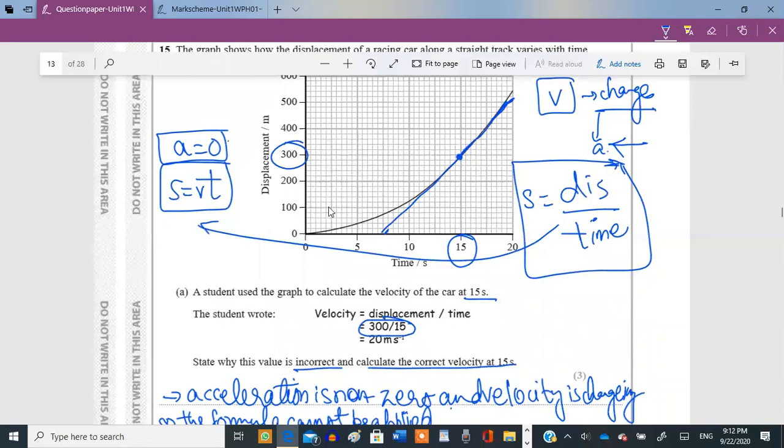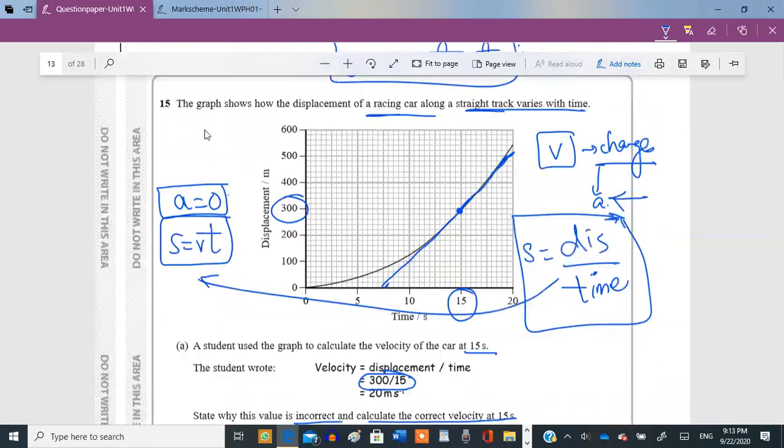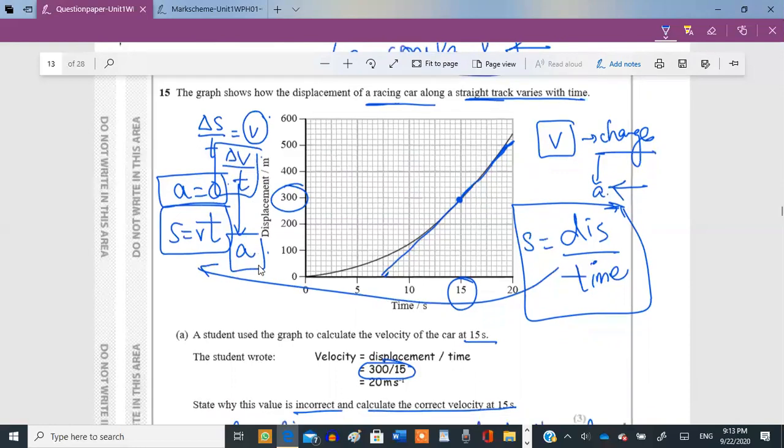Now, the gradient of the graph continued to increase as the car traveled along the track. After 20 seconds, the rate of increase of the gradient began to decrease. Explain why. What is the rate of increase of the gradient? First of all, the gradient is change in displacement over time, which is your velocity. Rate of increase of velocity means change in velocity over time, which is acceleration.